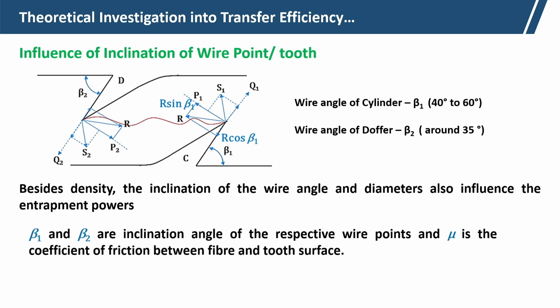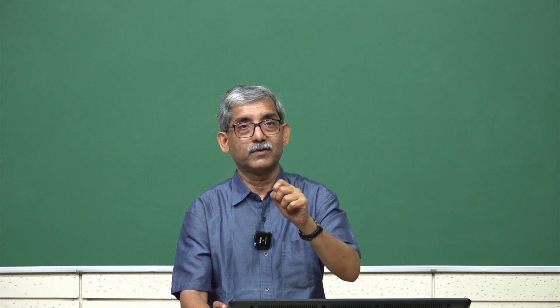So, beta 1 and beta 2 are the inclination angles of the respective wear points, and mu is the coefficient of friction between the fiber and the tooth surface. For simplicity, we can assume the same mu for both doffer and cylinder, because typically the fiber type and the metal we use are almost the same.